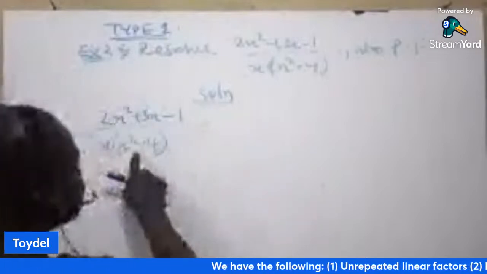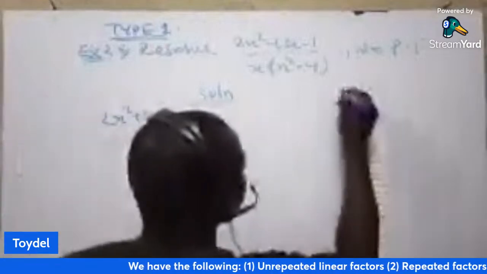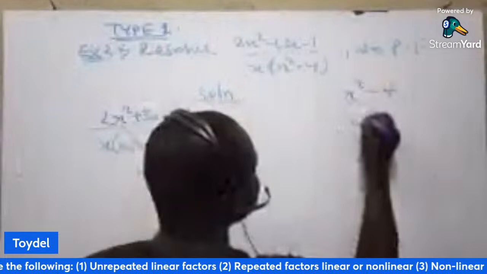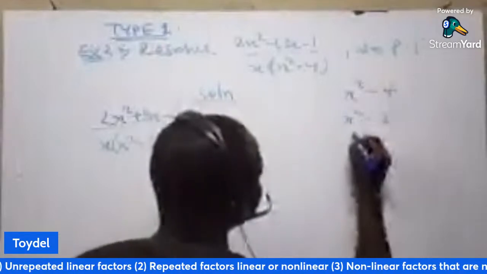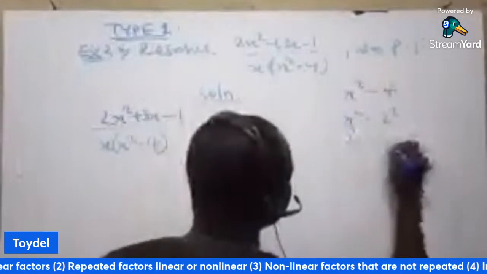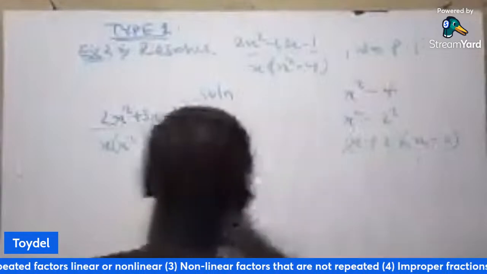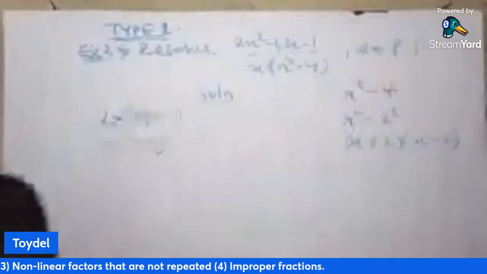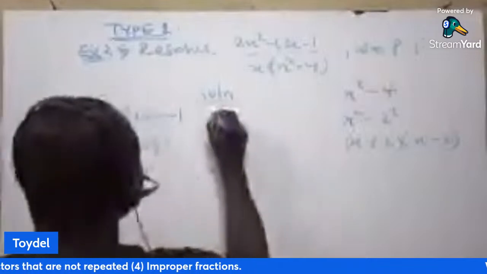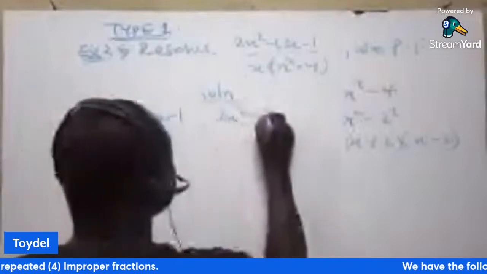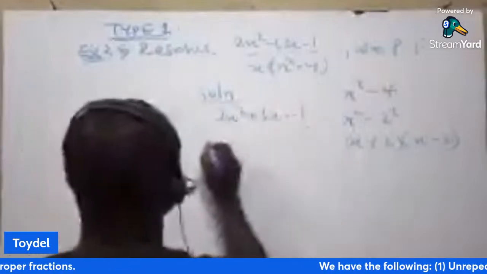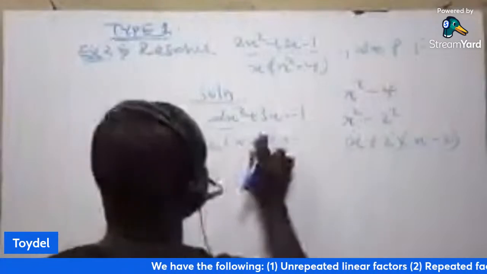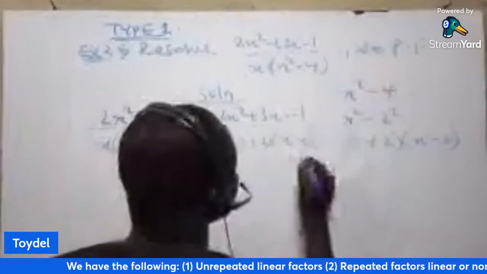I can rewrite this denominator, because x squared minus 4 is what we call the difference of two squares. I can break it down to x squared minus 2 squared, which is the same as x plus 2 into x minus 2. So I'm going to change x squared minus 4 to x plus 2 multiplied by x minus 2. So here I'm going to have 2x squared plus 3x minus 1 all over x into x plus 2, x minus 2. And this is what we are going to have.